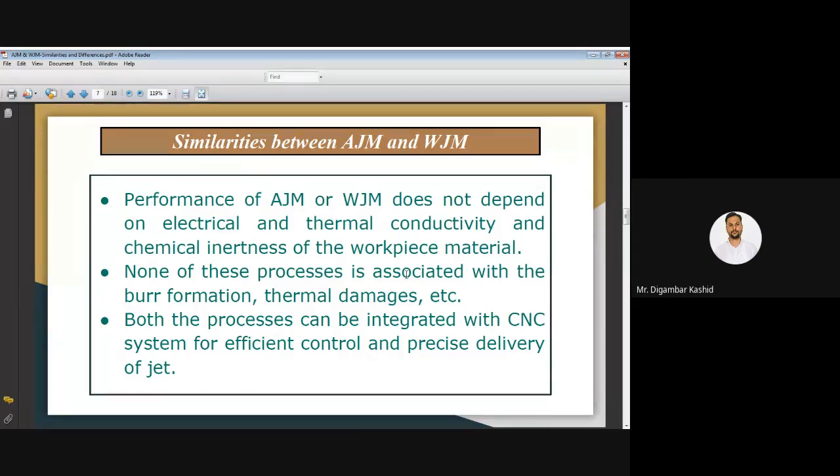Then both processes can be integrated with a CNC system for efficient control. The diagram I have shown is just a schematic diagram, but if you go for automation or modification, you definitely require an integrated CNC system. For what purpose? For efficient control and precise delivery of the jet.